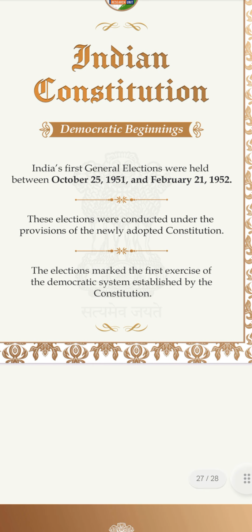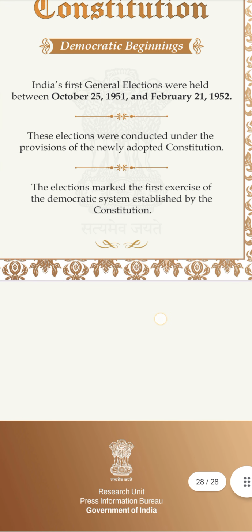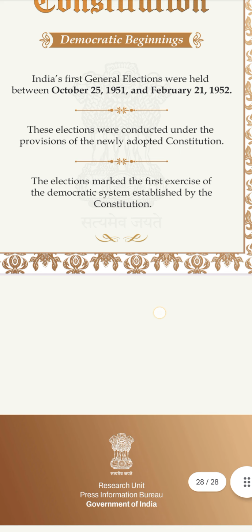Indian Constitution, democratic beginnings. India's first general elections were held between October 25, 1951 and February 21, 1952. These elections were conducted under the provisions of the newly adopted constitution. The election marked the first exercise of the democratic system established by the constitution.